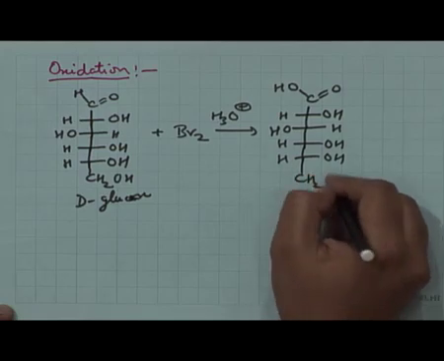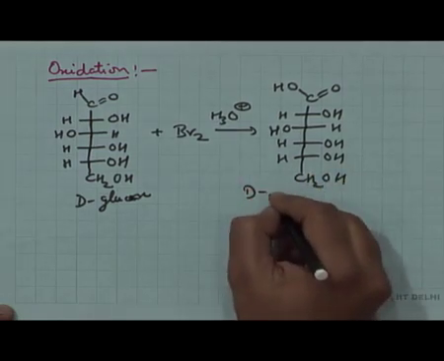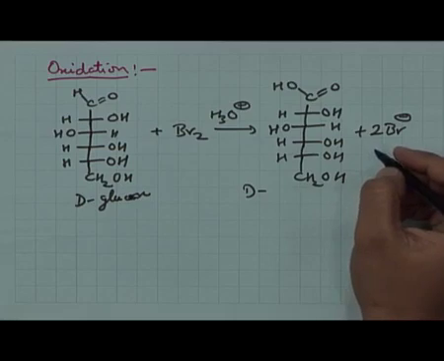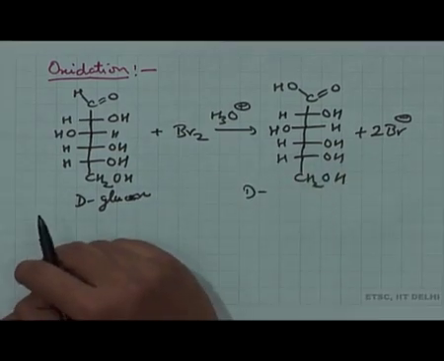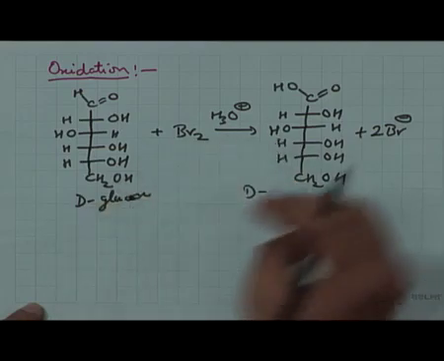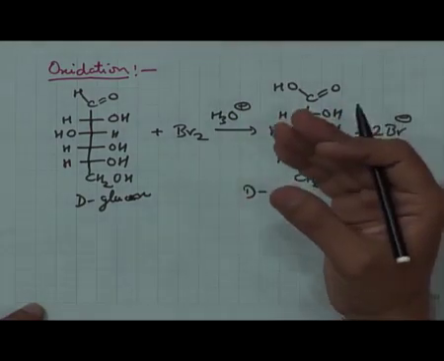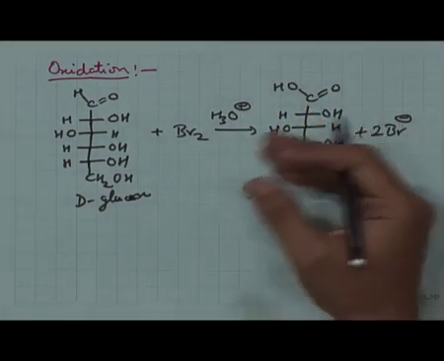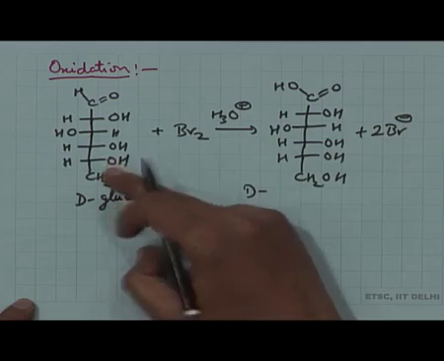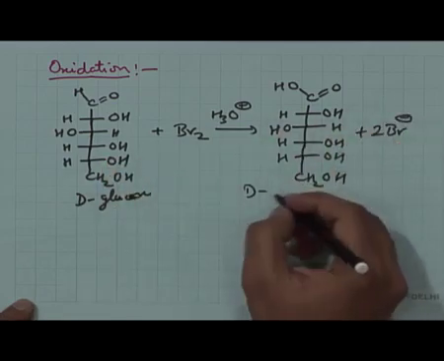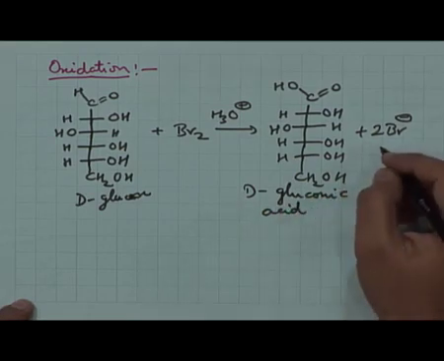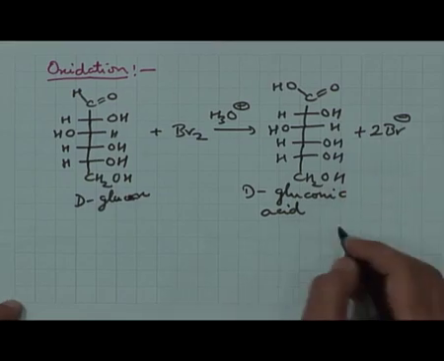and it gives D-gluconic acid, as well as it generates bromide ion in the reaction mixture, which is colorless. So, how can we figure out that the oxidation reaction has been completed? If we take D-glucose and treat it with bromine water, which is basically reddish brown in color because of bromine, after the reaction the aldehyde group will get converted to acid, forming D-gluconic acid, and it will generate bromide ion.